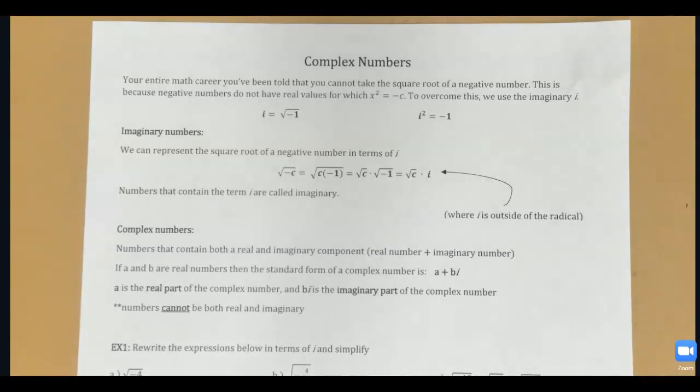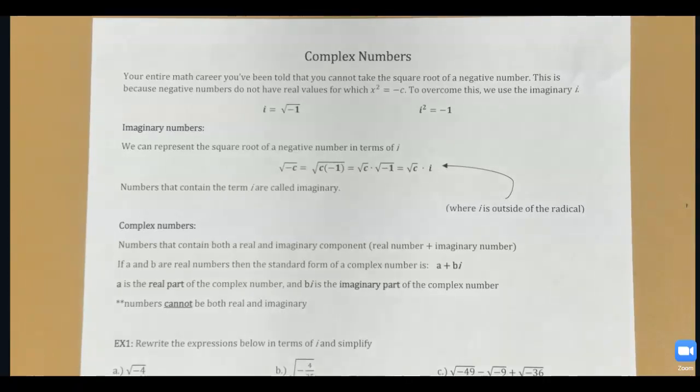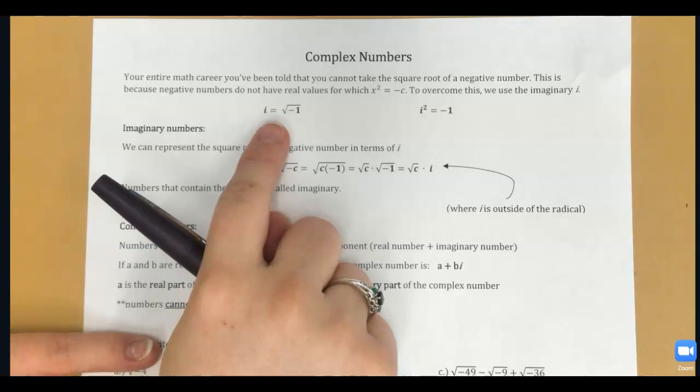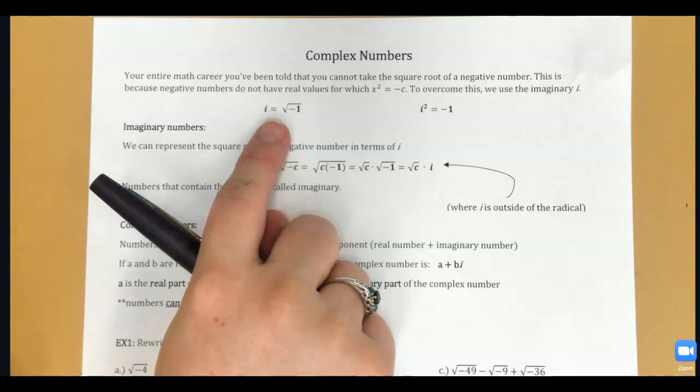All right, we are going to wrap things up this semester with complex numbers. We have worked with i a little bit in the past when we were talking about imaginary solutions, and today we're going to be expanding on that. So if you will recall, i is equal to the square root of -1, and we use i when we're representing imaginary numbers, imaginary solutions.